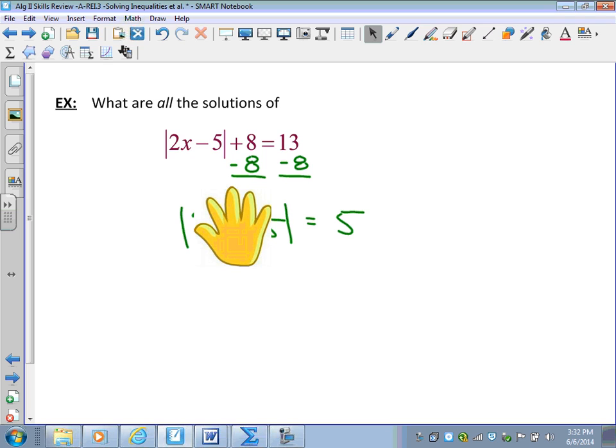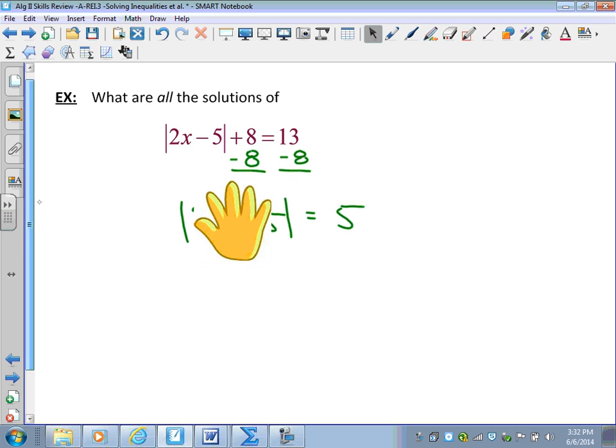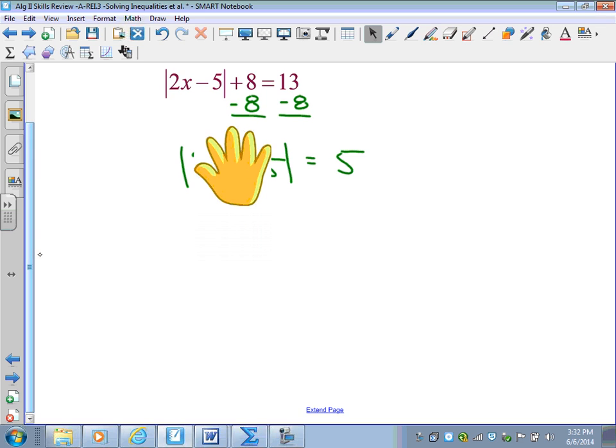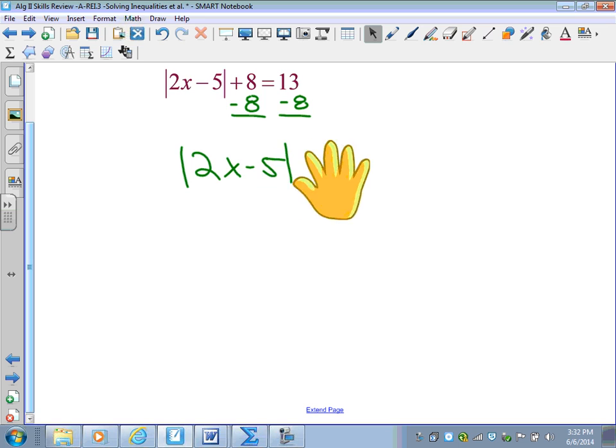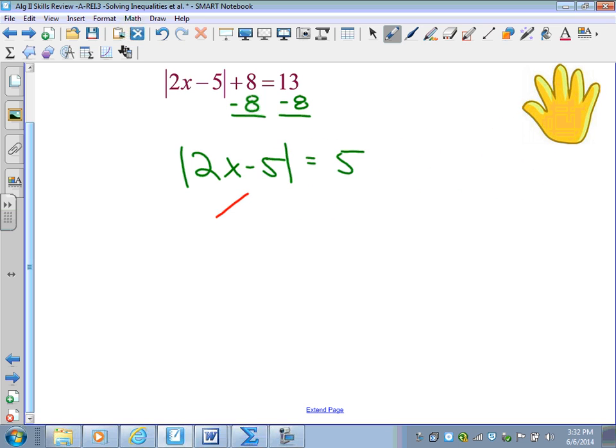Well, it could be positive 5, right? Or what else could it be? It could be negative 5. So that actually tells me what to do next. The thing on the inside could be 5, or the thing on the inside could be negative 5. So I'm going to get my hand out of the way, and I'm going to do just that. I'm going to split this into two equations. The thing on the inside could be positive 5, or the thing on the inside could be negative 5.